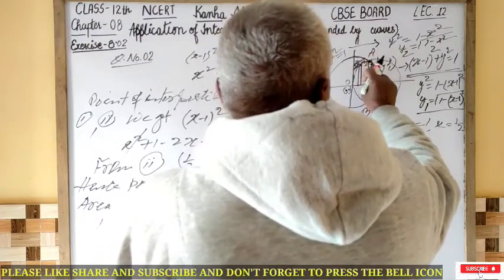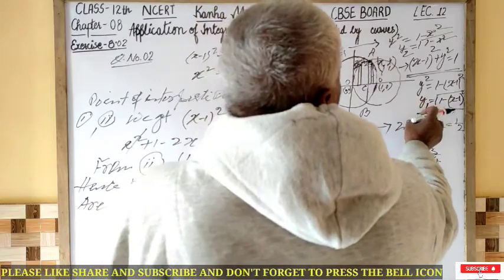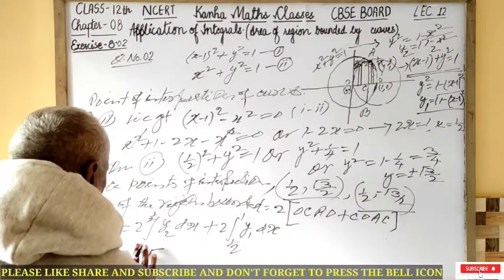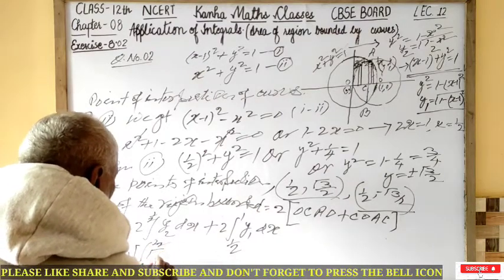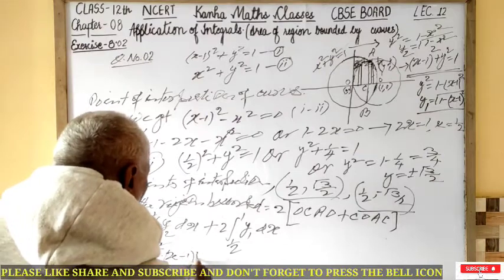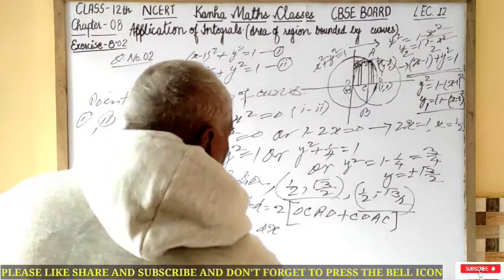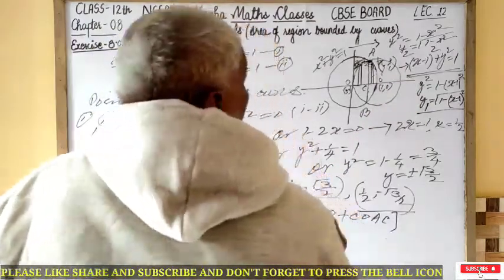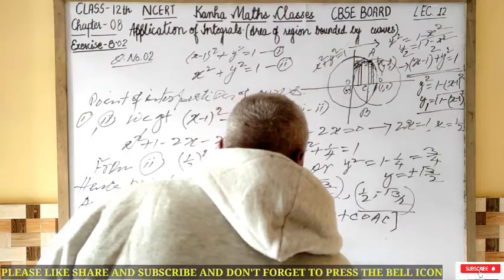This small strip lies on this equation. So the area will be equal to the integral from 0 to 1/2 of root of 1 minus (x minus 1) whole square dx, plus the integral from 1/2 to 1 of root of 1 minus x square dx.